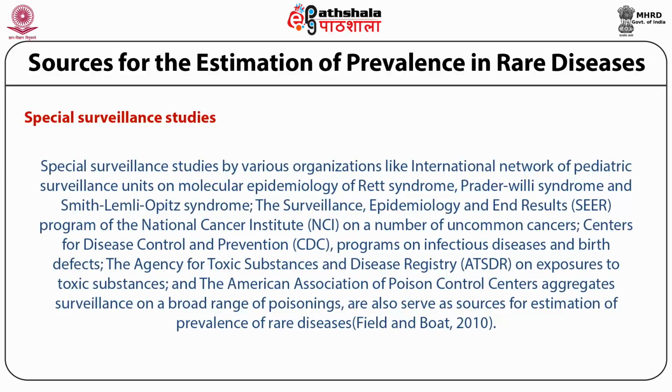Special surveillance studies by various organizations like International Network of Pediatric Surveillance Units on molecular epidemiology of Rett syndrome, Prader-Willi syndrome, and Smith-Lemli-Opitz syndrome, the Surveillance, Epidemiology, and End Results program of National Cancer Institute on a number of uncommon cancers, Center for Disease Control and Prevention programs on infectious diseases and birth defects, the Agency for Toxic Substances and Disease Registry on exposure to toxic substances, and the American Association of Poison Control Centers aggregates surveillance on a broad range of poisonings also serve as sources for estimation of prevalence of rare diseases.